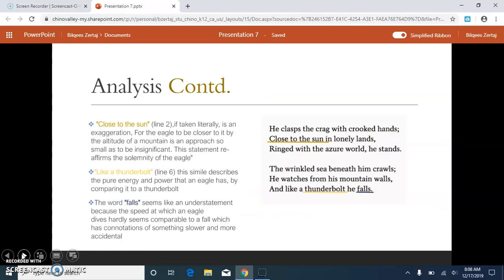Close to the sun in line 2, if taken literally, is an exaggeration. For the eagle to be closer to it by the altitude of a mountain is so small as to be insignificant. This statement reaffirms the solemnity of an eagle. Like a thunderbolt in line 6, this simile describes the pure energy and power that an eagle has by comparing it to a thunderbolt. The word falls seems like an understatement, because the speed at which an eagle dives hardly seems comparable to a fall, which has connotations of something slower and more accidental.